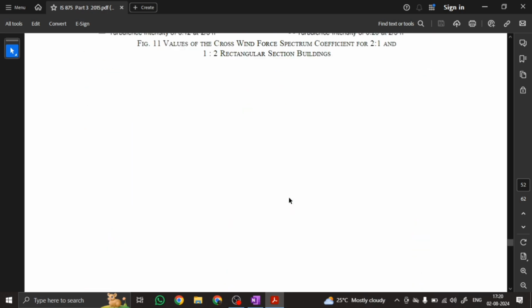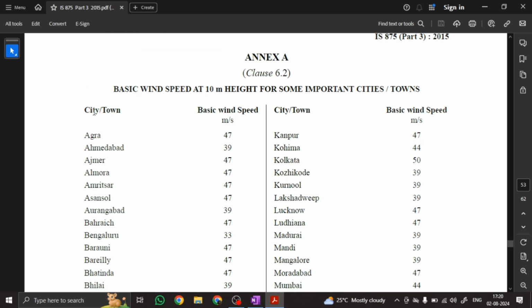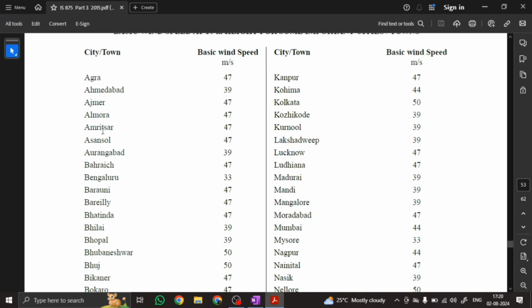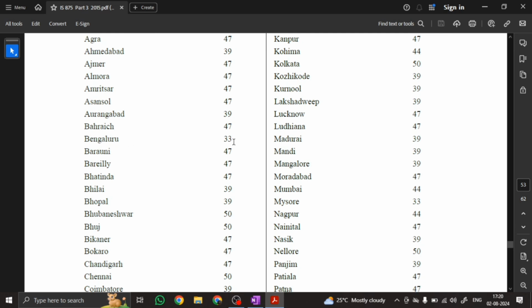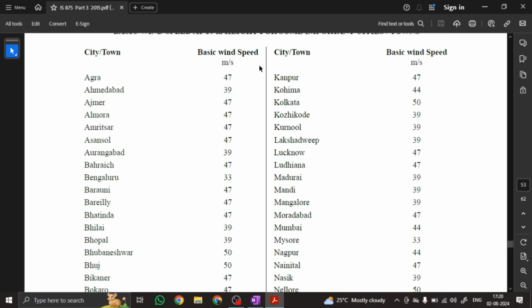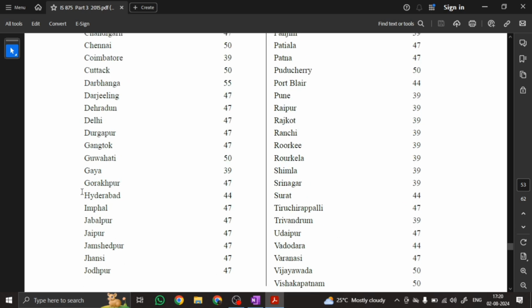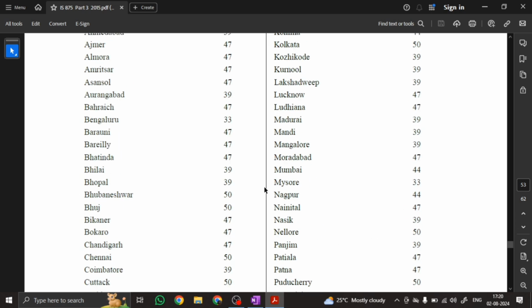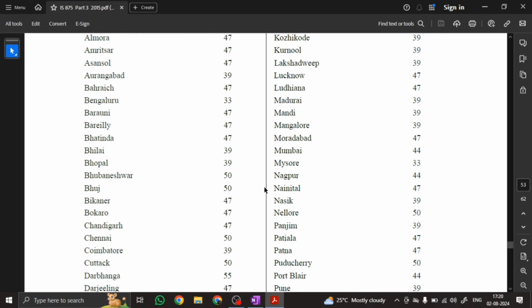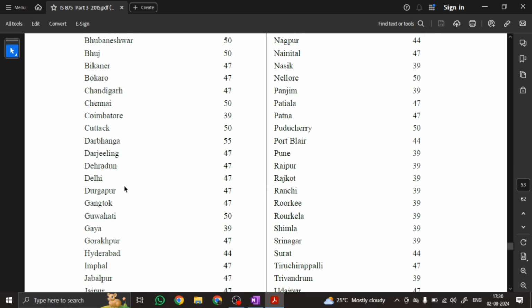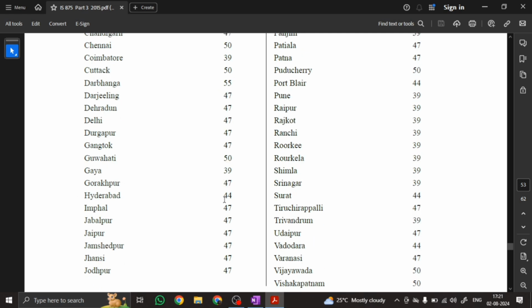It's present in Annex A. See here, this is Annex A. As per our city, if you are in Bengaluru, then 33 is our basic wind speed. If you are in Pune, then 39. If you are in Hyderabad, then you have to take 44.